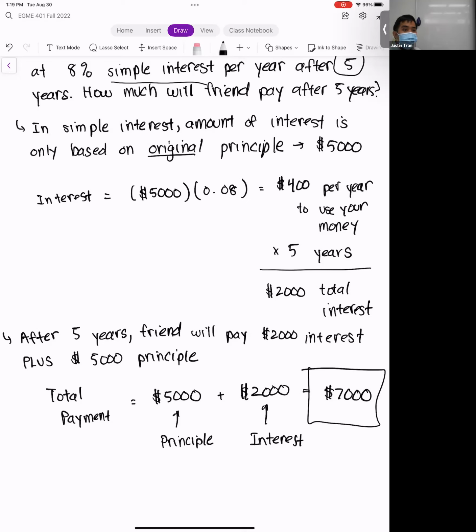Any questions on this example here? Yeah. If he pays you back in 4.5 years, that last year we did $100. Yeah, so if you're paying back for a half period, then you would only pay for half that.